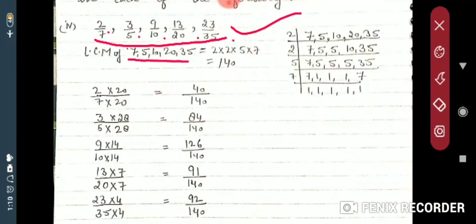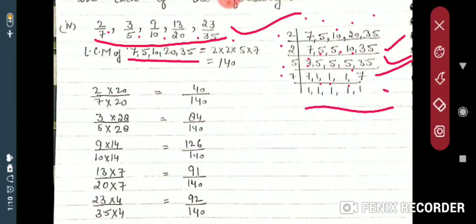So first you will take the LCM of all the denominators. That is 7, 5, 10, 20, 35. We will start from a small number, so 2. 7 cannot be divided, nor 5. Then 10: 2 fives are 10. 2 tens are 20. Then 35. Again 2: 2 fives are 10. Then 5 ones are 5, 5 ones are 5, 5 ones are 5, and 5 sevens are 35.